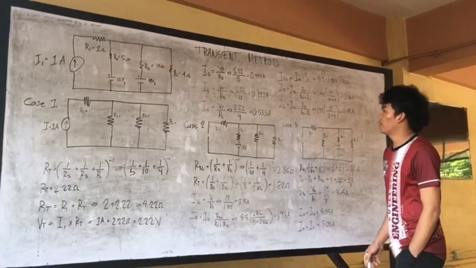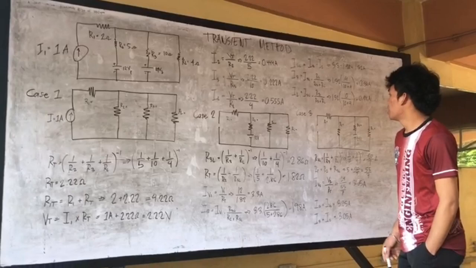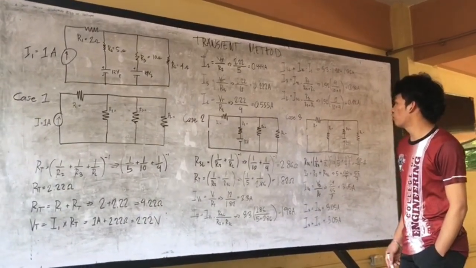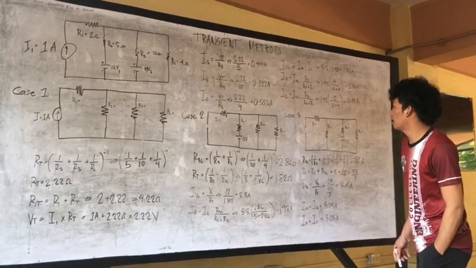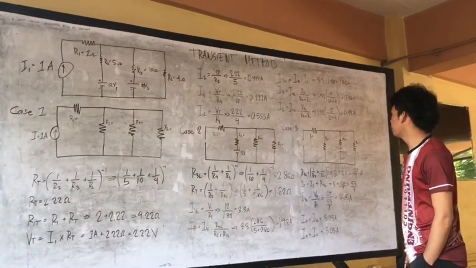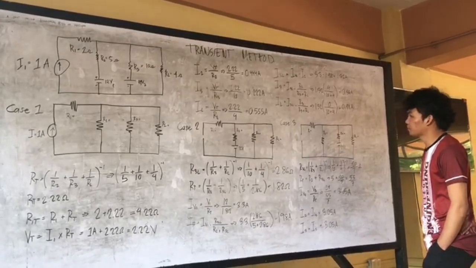Last, the I load. I3L times R3 over R3 plus RL. Then substitute 1.32 times 10 over 10 plus 4 equals 0.94 ampere.